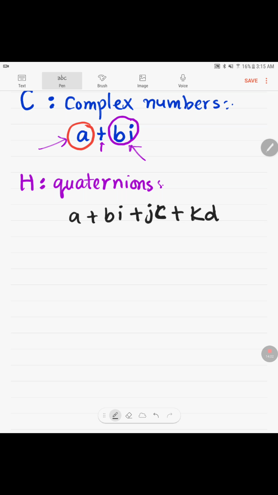And the identity for this set of numbers is as follows. This identity would be i squared is equal to j squared is equal to k squared is equal to ijk, and this is all equal to -1. This is the identity of all of these numbers, and it looks amazing.